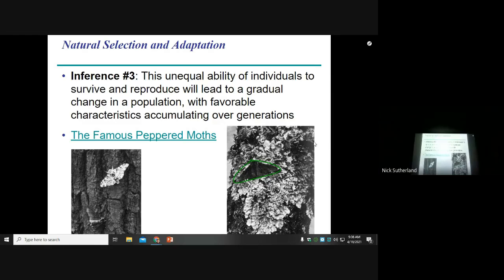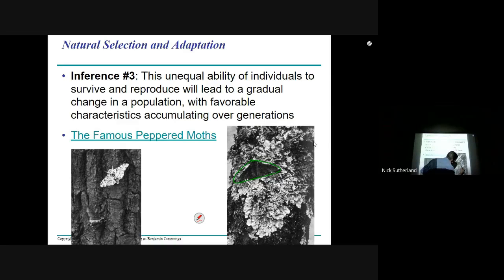I bet you didn't know that there is actually a white moth in this picture. Can you see it? On the picture on the right, there is a white moth here. If you were a bird looking to eat it, you'd have no clue. I can barely see it, and I know it's there. Let's see if I can outline it in red. There it is. That's him right there. That moth that I just outlined in red is completely camouflaged. You can't see it at all.